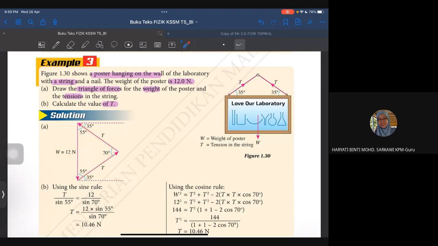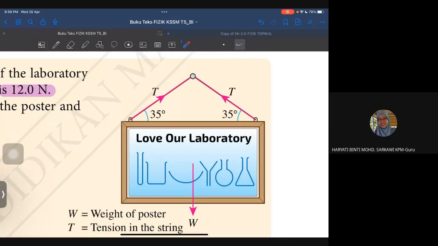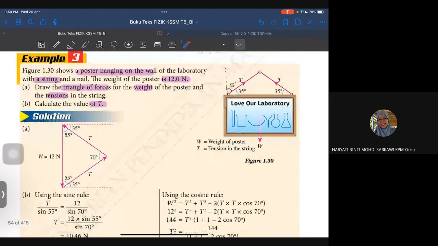But what about the angle? Same as what we have discussed just now. Need to be careful with the angle. So here, this is 55. How come 55? Because this is 90 degree. So 90 minus 35. So you get this. Can or not?